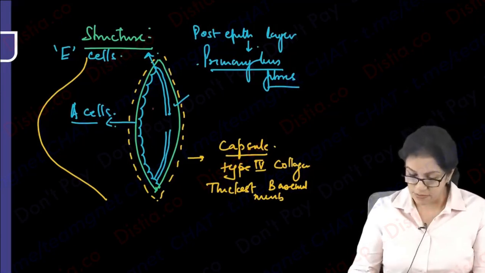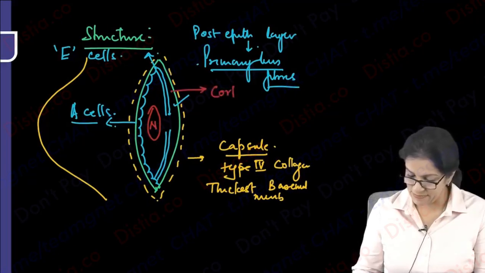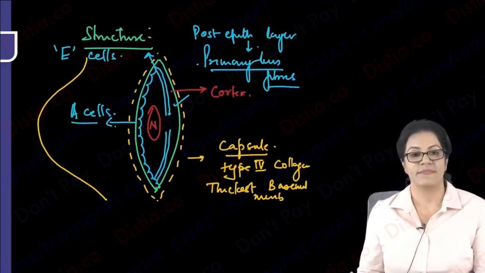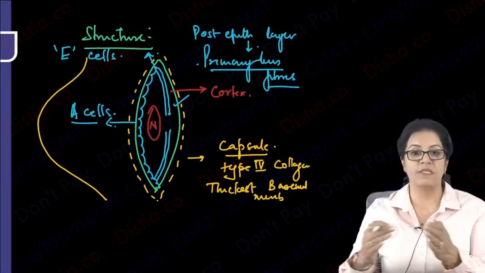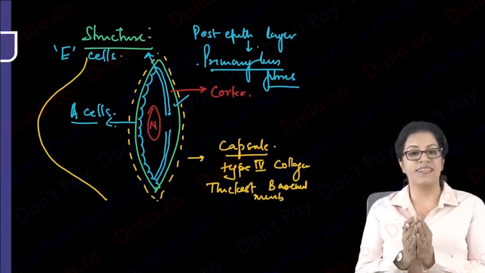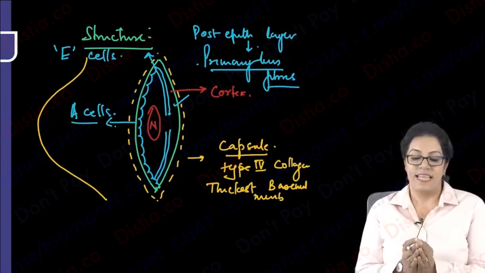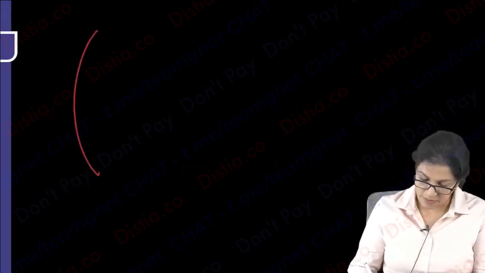The central part of the lens is the nucleus, and the peripheral part is called the cortex. Cortex is an area where it is loosely arranged, but all the fresh fibers are superimposed on the cortex. And the central part is the nucleus. Now, let's make another diagram, all of you with me.